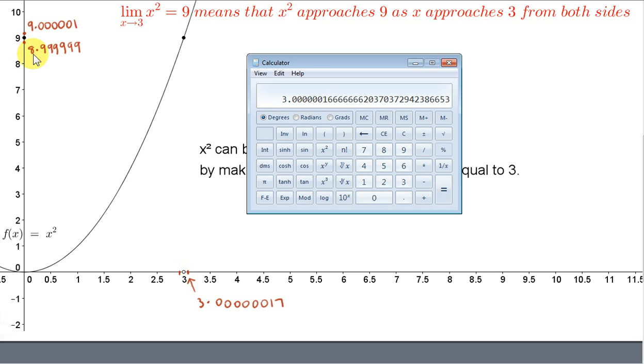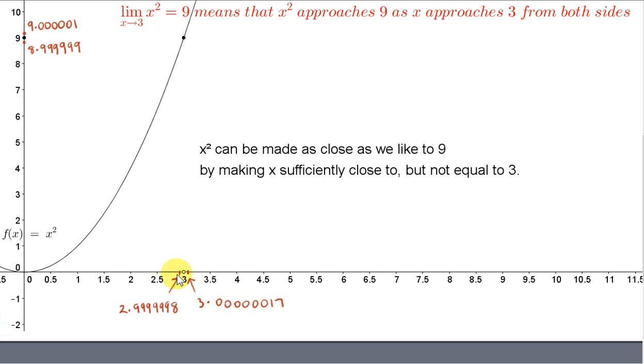To 8 decimal places, the square root of 9.000001 is 3.00000017. This number is very close to 3, but it's not equal to 3, and that's the key thing. The value of x corresponding to 8.999999 is 2.9999998. This value here is very close to, but not equal to 3.